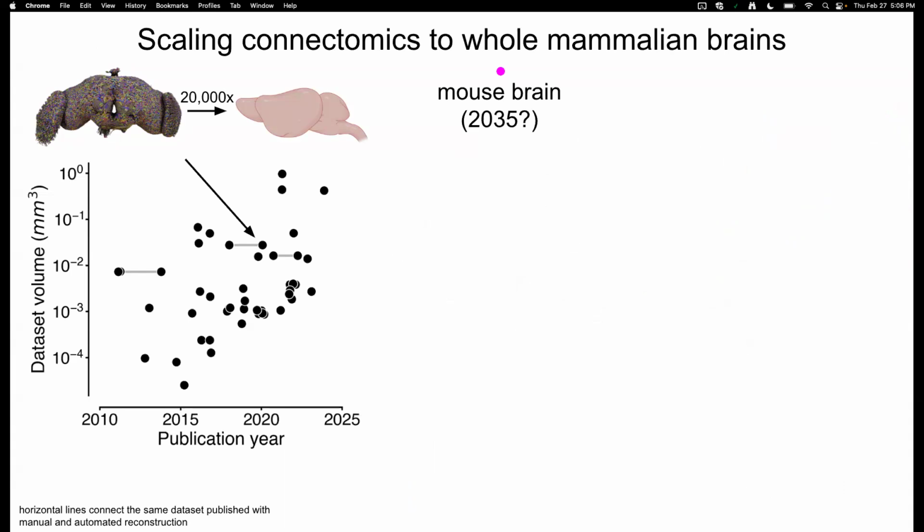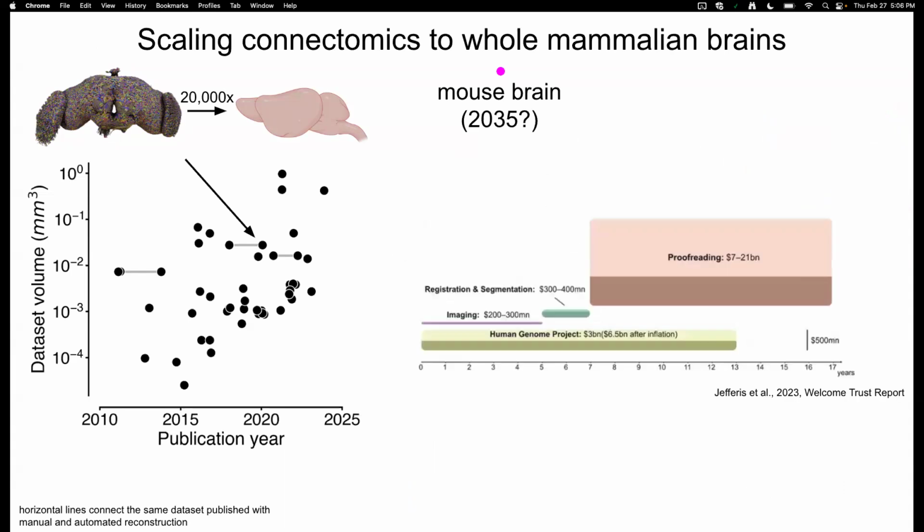Many of us are working towards this goal. And proofreading it right now would cost about $7 to $20 billion in human labor. Of course, we will not pay so much money for proofreading, so we have to automate proofreading. And that's one target that I'm personally working towards too.